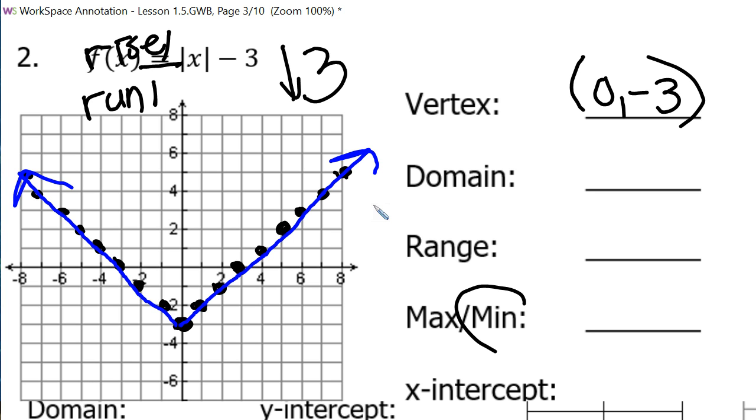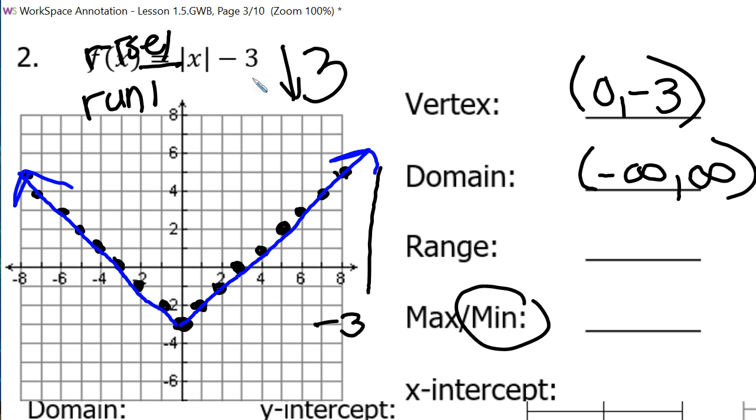Domain. What's the domain for all of these absolute values? Negative infinity to positive infinity. The range. What does range mean? Y value. So look at your vertex. What's the y value down here at the bottom? -3. And it goes all the way up to infinity. So -3, comma, infinity. Which one gets the square bracket? -3. And infinity gets a parenthesis.